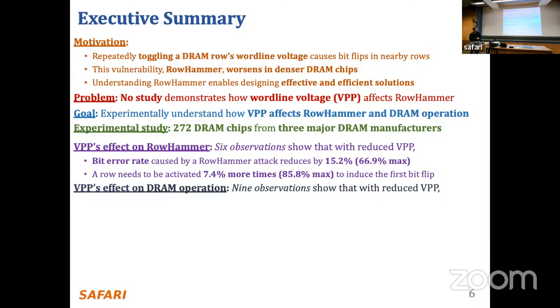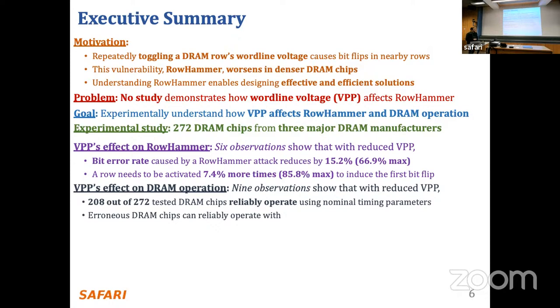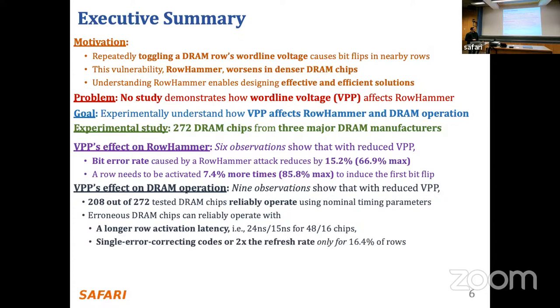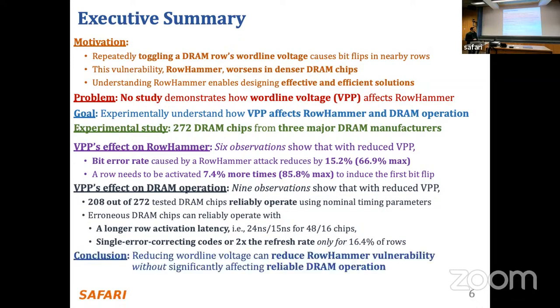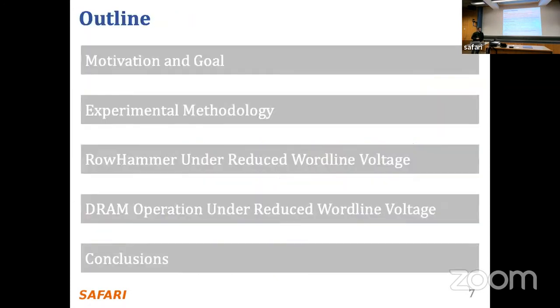And when we look at VPP's effect on different DRAM operations, we have nine observations in the paper, but I will summarize it here. So a vast majority of the tested DRAM chips actually reliably operate using nominal timing parameters when we reduce word line voltage. So their reliability is not affected too much. And a small fraction of DRAM chips actually exhibit erroneous behavior, but we can also make them reliably operate by using longer row activation latency, using some single error correcting codes, or doubling the refresh rate for a small fraction of DRAM rows. So in conclusion, we say that reducing word line voltage can reduce RowHammer vulnerability without significantly affecting reliable DRAM operation.